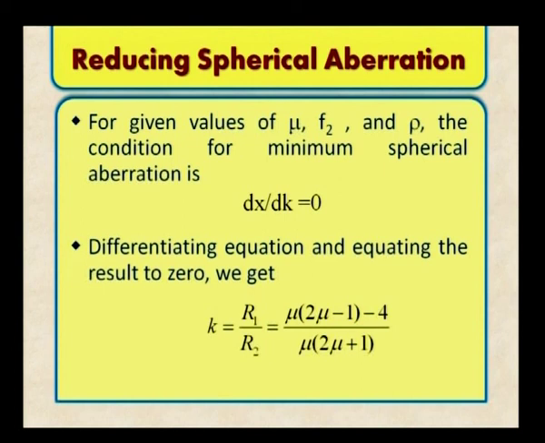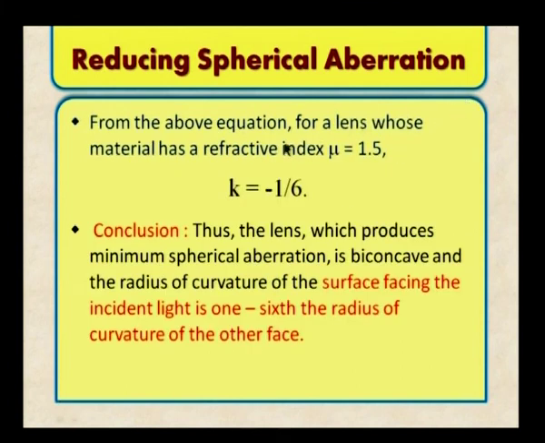So, the prism is made up of some material having a particular refractive index. It may be made up of crown glass or a flint glass. So, depending upon the value of mu, let us assume mu to be equal to 1.5. Let us see what happens to k. Let us assume from the above equation, for a lens whose material has a refractive index mu is 1.5.